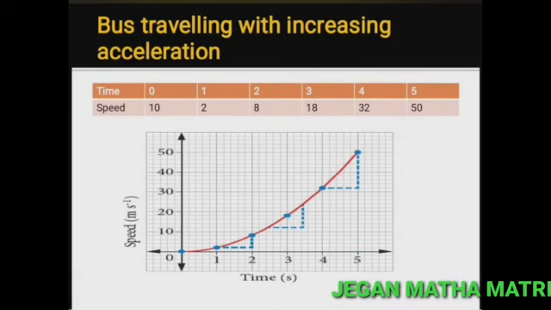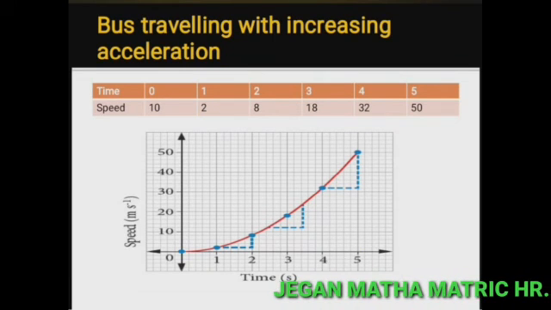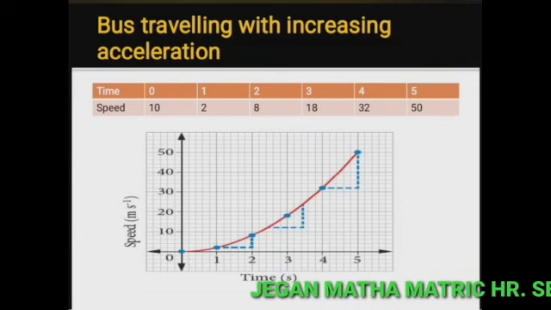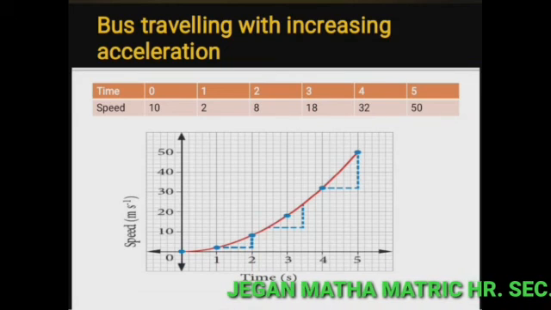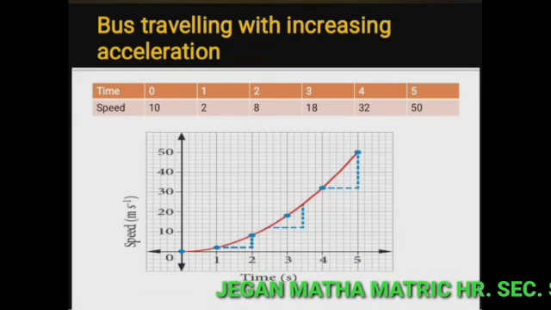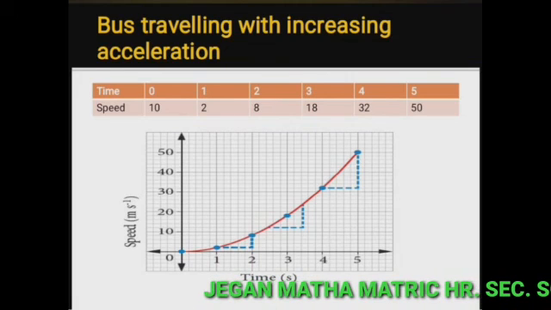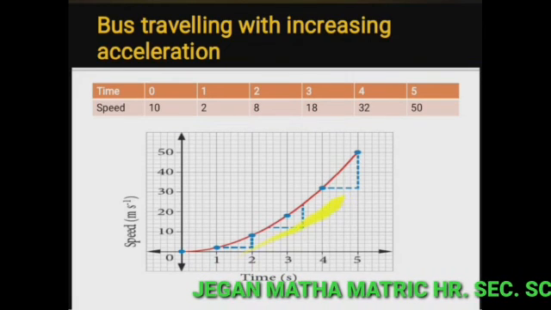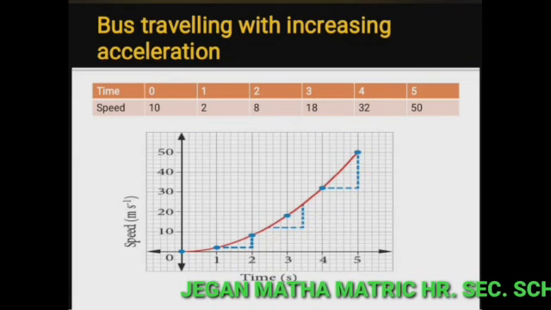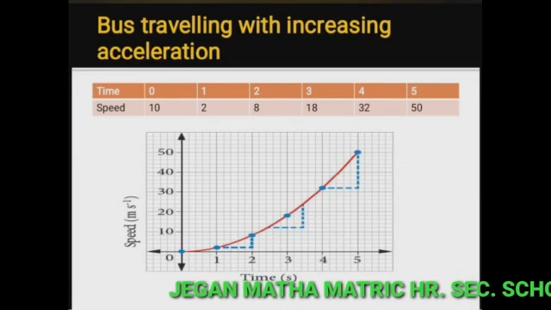Next, bus traveling with increasing acceleration. So here the values are at 0 second the speed of the bus is 10 meter per second. Then for 1 second the speed of the bus increases. Again the speed of the bus increases, 18. Then for 3 seconds the speed of the bus increases. So the speed of the bus is increasing with time. Hence the graph has a positive and increasing gradient and the acceleration increases.